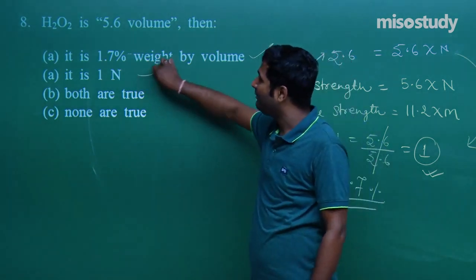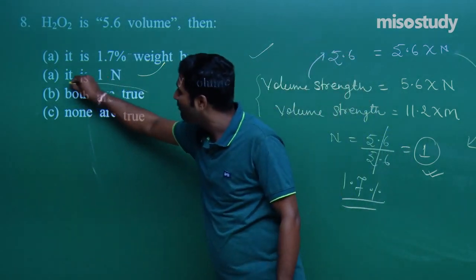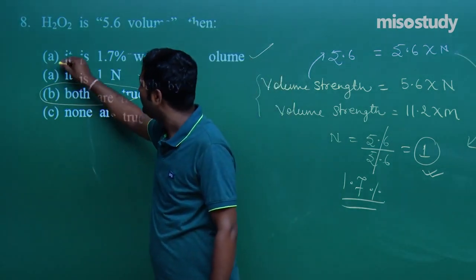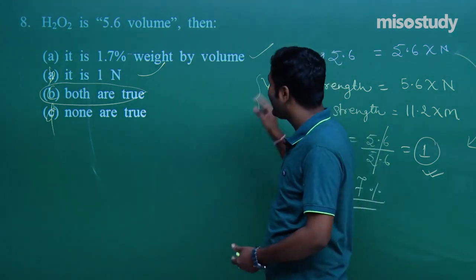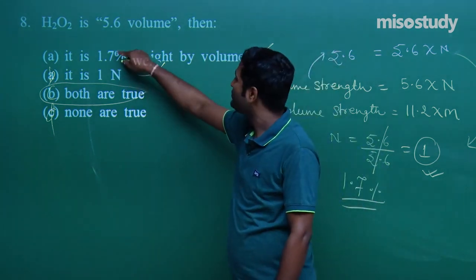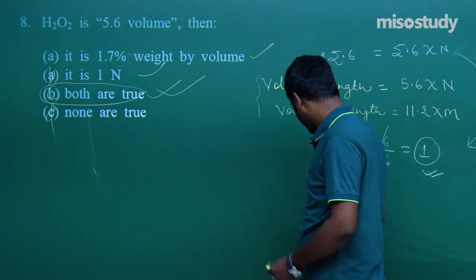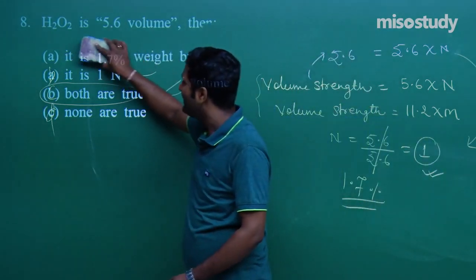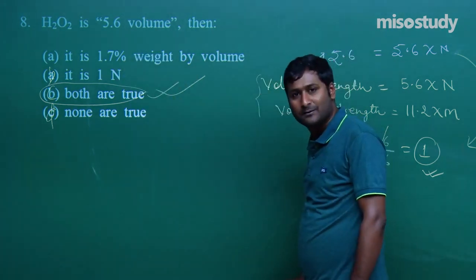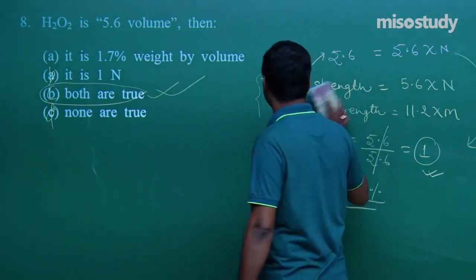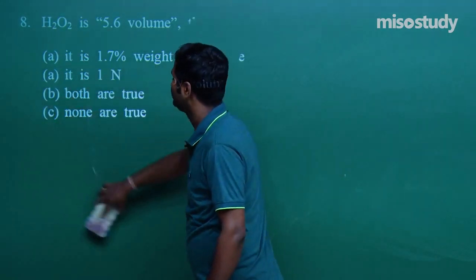So A and B, but this is a single option type question. So look, both are true. Pardon friend, this one is option B, this one is C, and this one is D. Clear to you? So we can say it is 1 normal, and it is 1.7% weight by volume. So the answer is both are true. What will we say? Sir, among A, B, C and D, option C is correct, both are true. Now I'm going to rub this part, friend, and we'll discuss the next part. Wait for a moment.